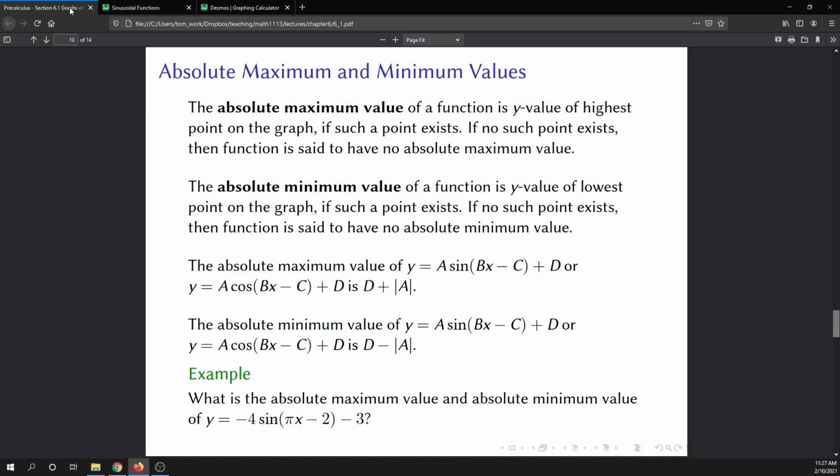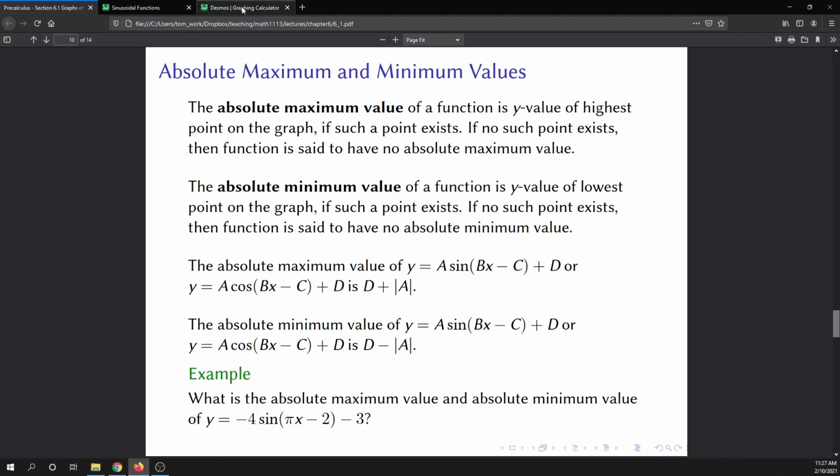And looking back, you can see it's pretty easy to figure out what those absolute maximum values and absolute minimum values are by just looking at the value for d, the vertical shift, and then the absolute value of a, which remember is the amplitude of the sinusoidal function. So the absolute maximum value is just going to be d plus the absolute value of a, or the vertical shift plus the amplitude, and the absolute minimum value is going to be the vertical shift minus the amplitude. Okay, and that's it.